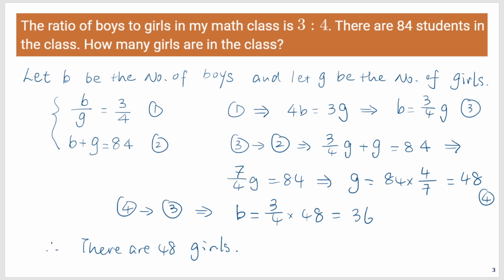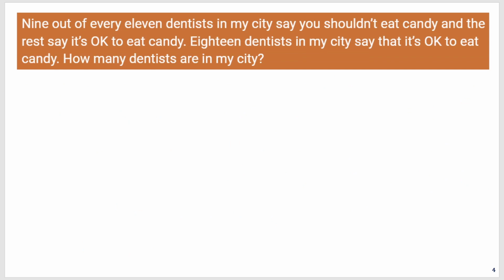Alright, if you don't have any questions, let's consider another question here. So if 9 out of every 11 dentists in my city say you shouldn't eat candy, and the rest say it's okay to eat candy, 18 dentists in my city say that it's okay to eat candy. How many dentists are there in my city?